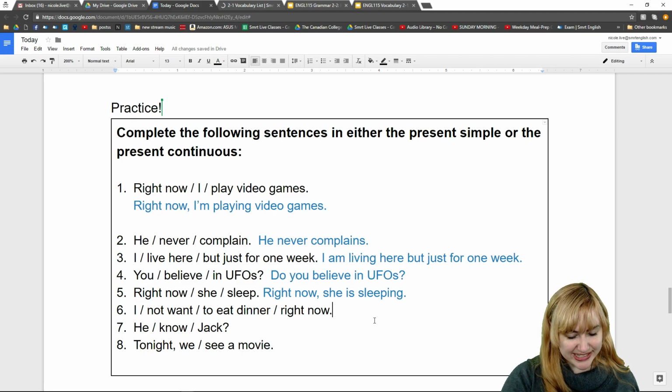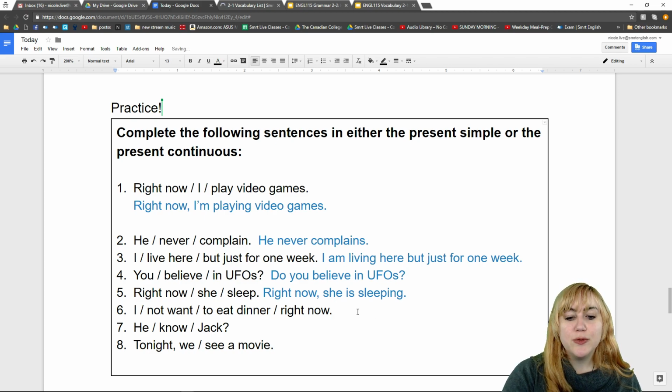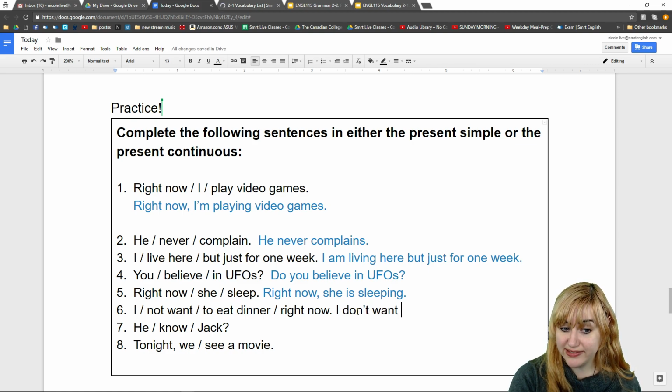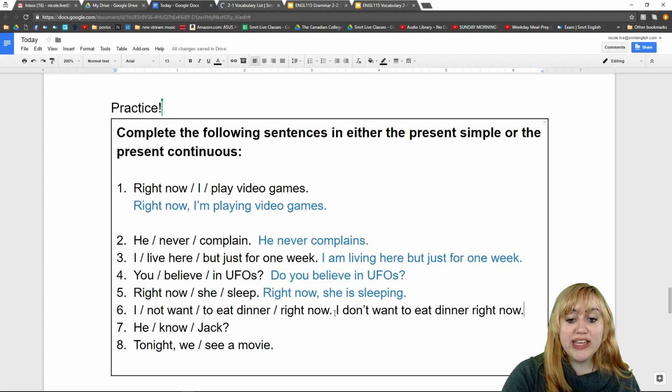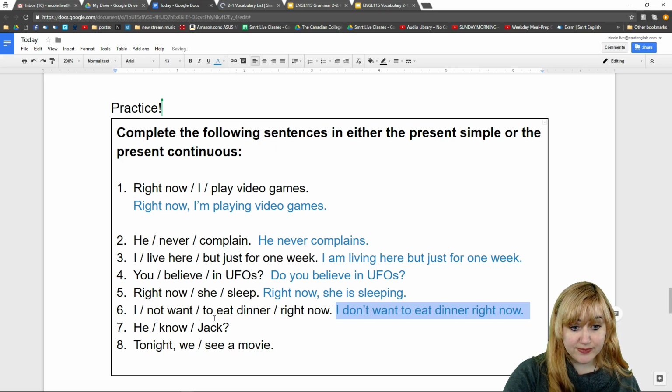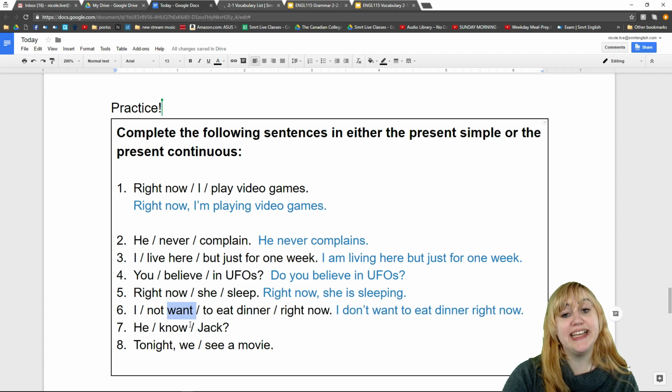Okay, number 6, we are going to say, I don't want to eat dinner right now. We use present simple because want is a state verb. And to make negative sentences with present simple, we use don't or doesn't.